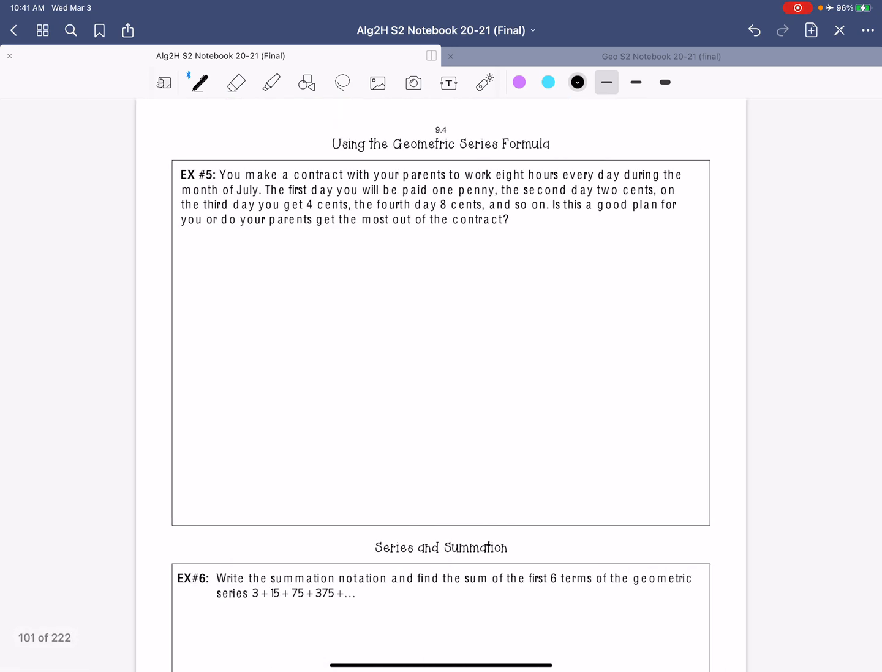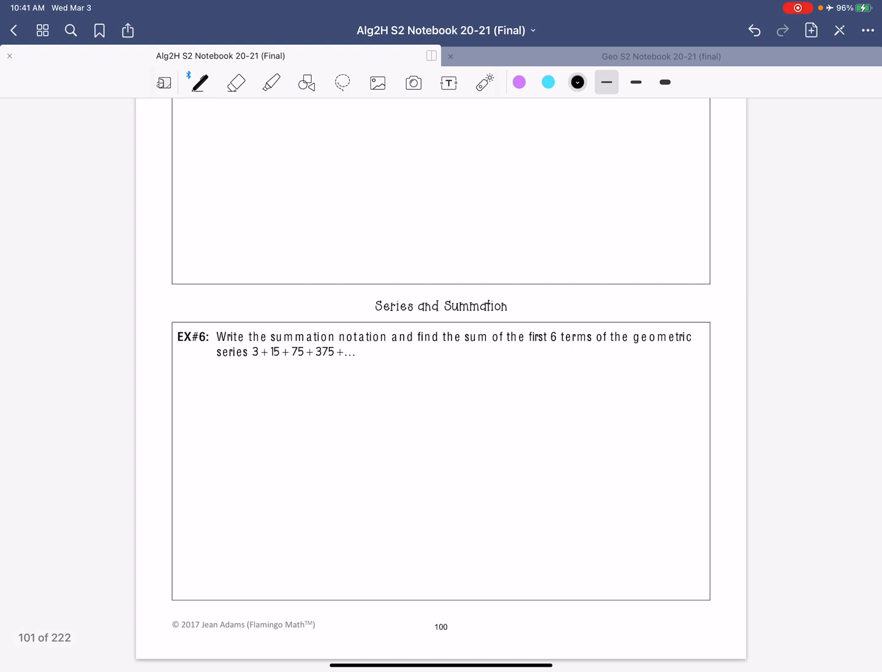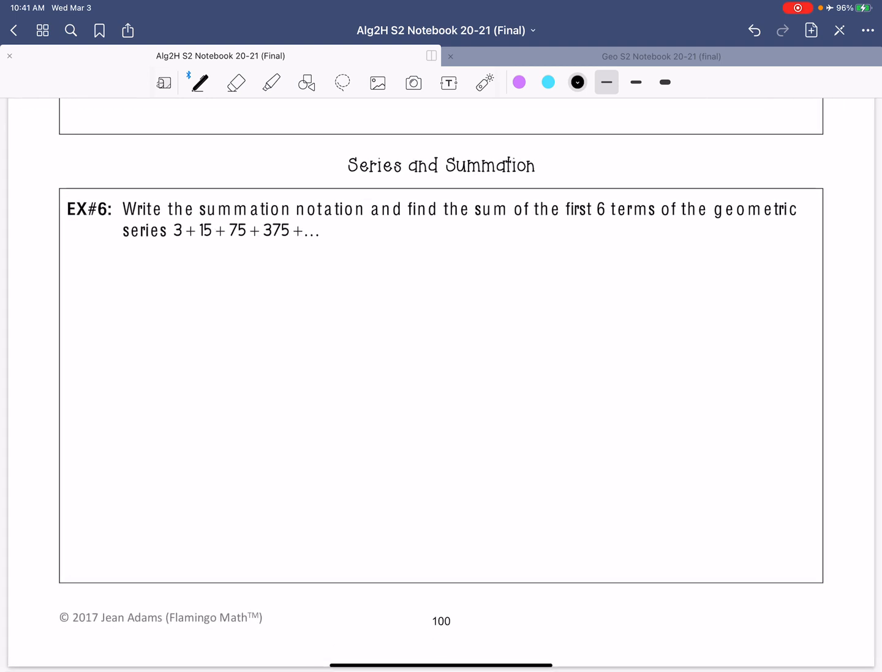All right, next page. We're going to skip number 5 and go to number 6. I want to write the summation notation to find the sum of the first 6 terms of the geometric series 3, 15, 75, 375. Okay, so again, we're first going to find my rule. Remember the rule is a_n equals a_1 times r to the n minus 1 power. My first term is 3, and my r from 3 to 15, 15 to 75 is 5. So r is 5 to the n minus 1 power. So this is my rule.